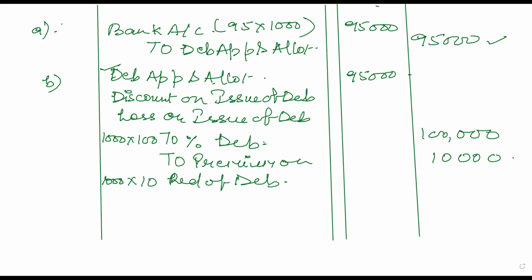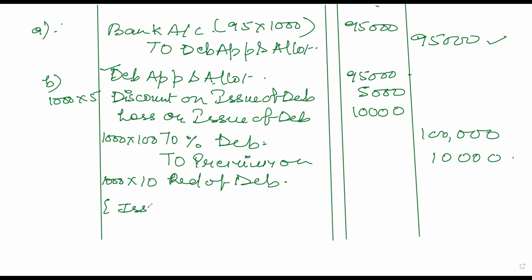This was case 5. Next is discount on issue of debentures and loss on issue of debentures. What is the discount on issue of debentures? The discount was 5, so 1000 multiplied by 5 will be 5000. And you write the balancing figure in the loss section, so it will be 10,000. That's it. This is the entry for the A part.